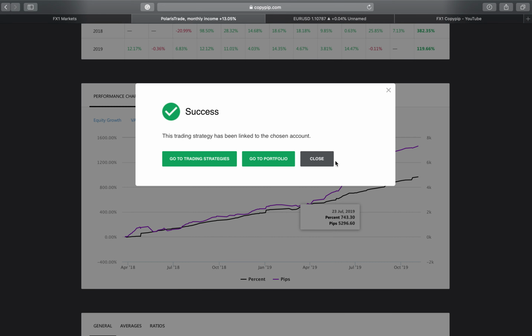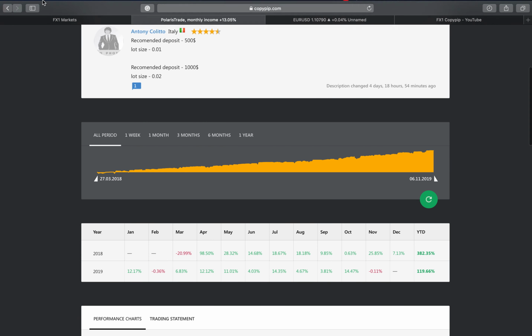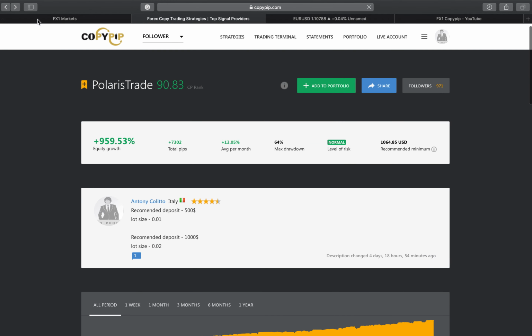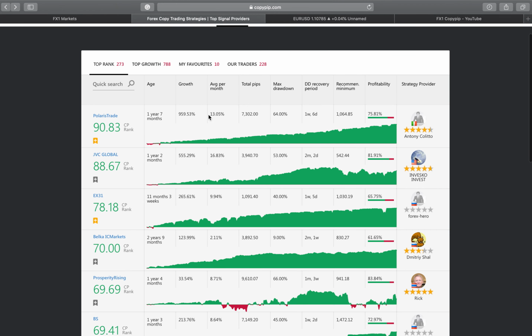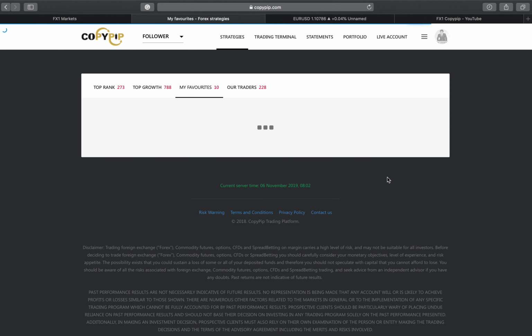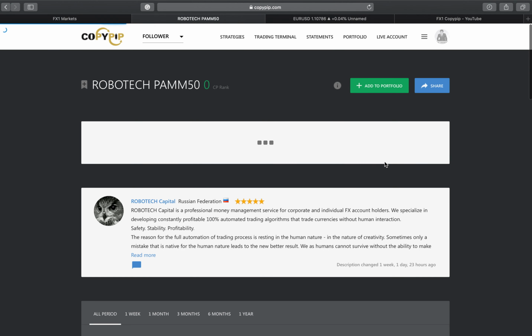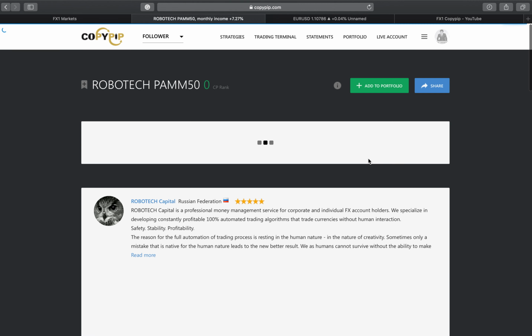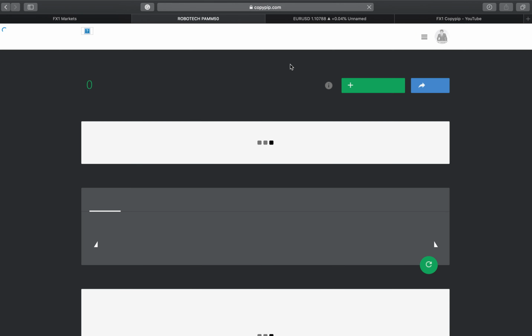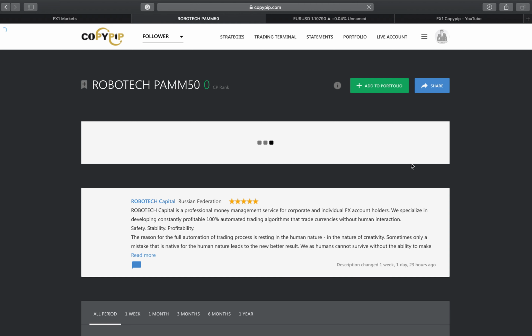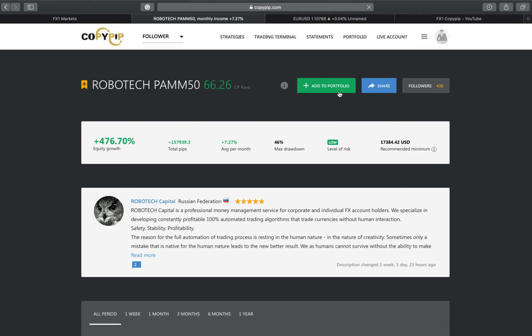Okay, so the next trader, I'm gonna follow the one with the higher recommended minimum. Let's see what's gonna happen. If you go, let's say, with this trader, which had a high recommended minimum, I guess it was $17,000. Let me just do a refresh. Yes, it's $17,000. How do you add this trader to your portfolio? Okay, let me show you what's gonna happen here.